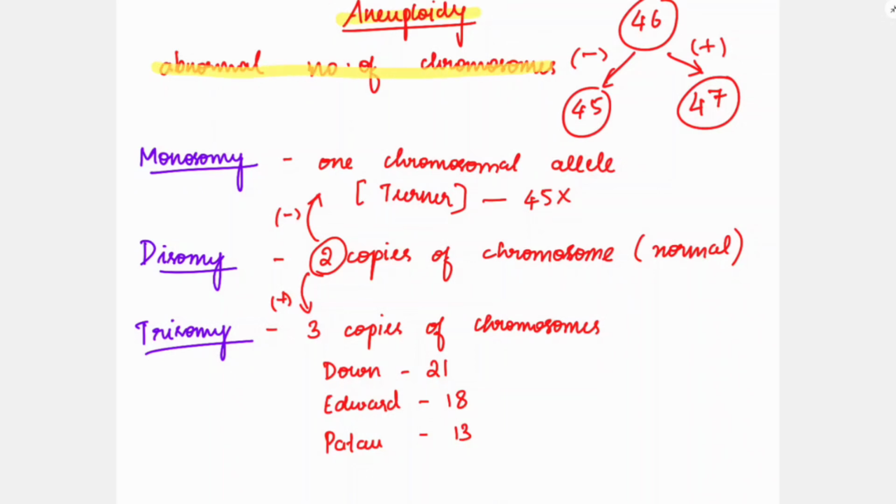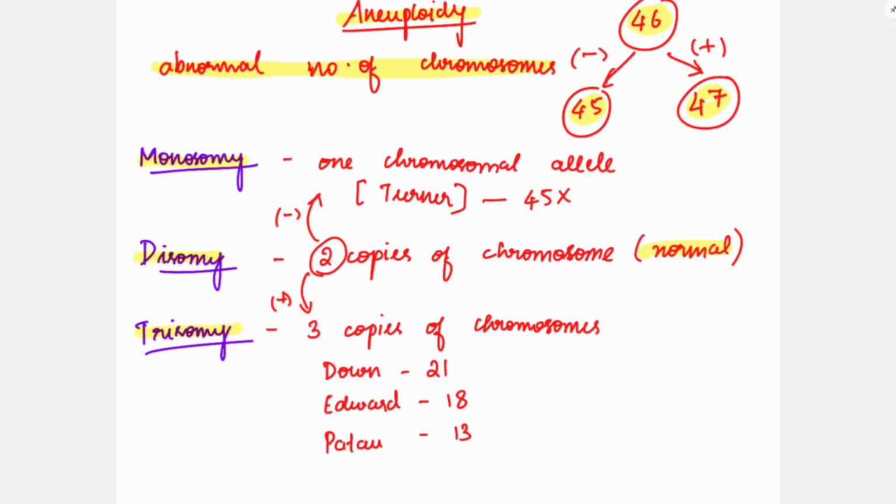Aneuploidy is an abnormal number of chromosomes in a human cell. Usually, a human cell will have 46 chromosomes. If it either gets reduced or increased, it becomes abnormal, and that is termed as aneuploidy. The types are monosomy, disomy, and trisomy.